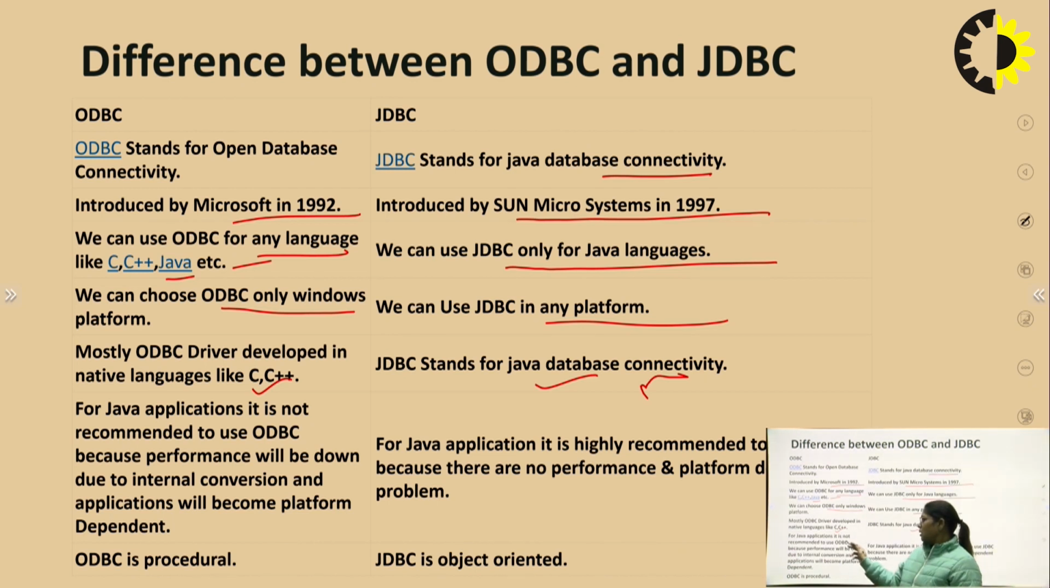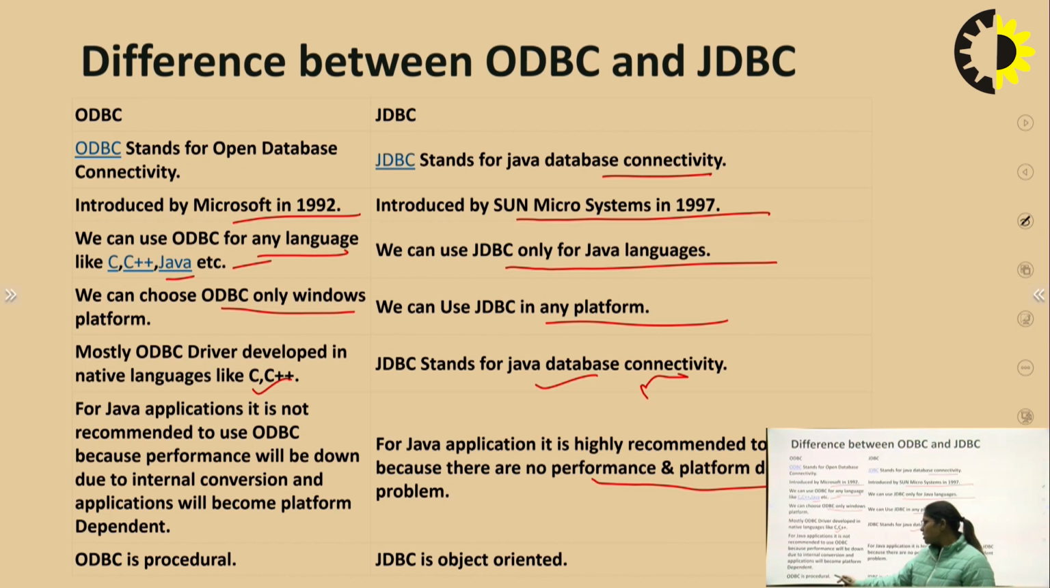So in ODBC, the performance may be lower, but if we are talking about JDBC connectivity, the performance may increase because it will provide us some security features.